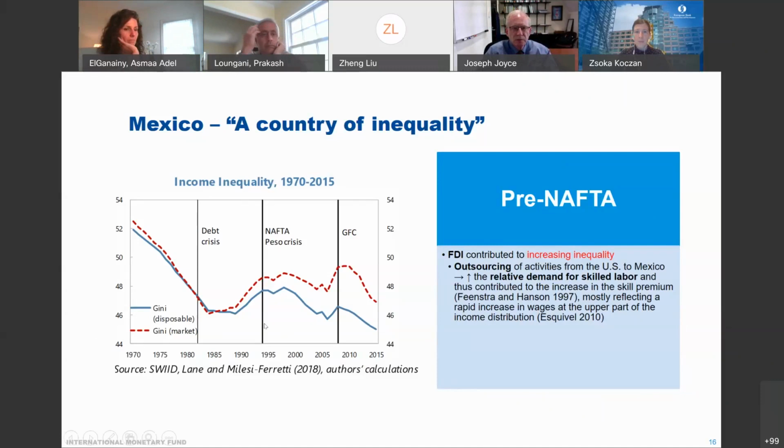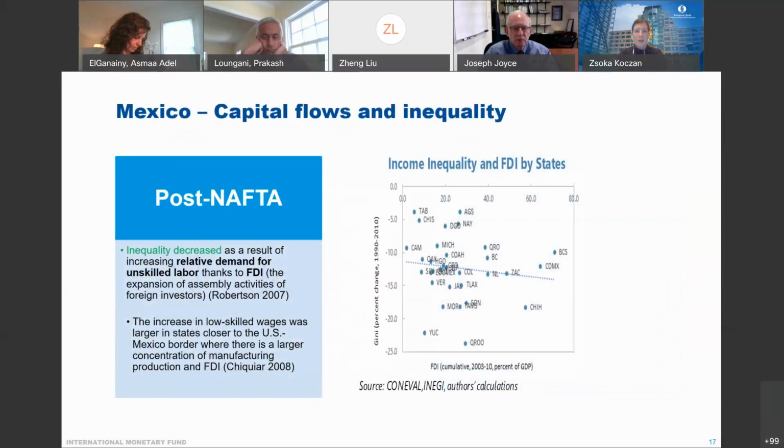However, since then, we largely see a decline in inequality. And here, inequality is decreasing because the composition of FDI flows is shifting. There is now increasing relative demand for unskilled labor, largely due to the assembly activities that are being outsourced. And also, and this is in line with what Asmaa mentioned earlier, because there is a relative increase in the average skill level of the Mexican population in the meantime, so that gains can be more broadly shared. The scatter shows here that indeed there was a larger fall in inequality in the states closer to the US border that received larger FDI inflows in the form of the outsourcing of these assembly activities.